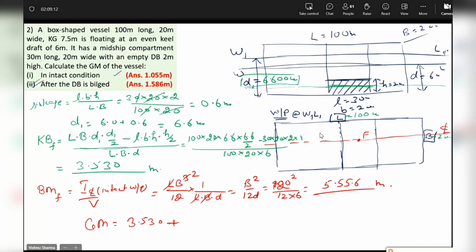Okay, very good. Intact condition. 5.556. KG remains unchanged under the lost buoyancy method, 7.5. How much is the GM you get? The answer should be 1.586 meters.